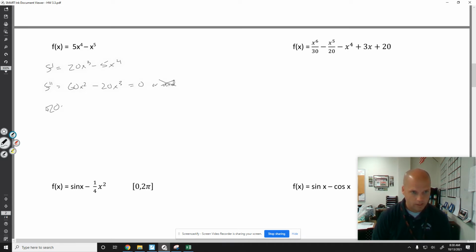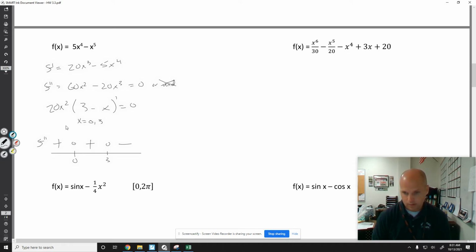I'm going to pull out 20x squared here, giving me 3 minus x. 0 and 3. F double prime signs. If I plug in something like 4, positive, negative. Multiplicities are 1 and 2. So we'll change sign at 3. Will not change sign at 0.